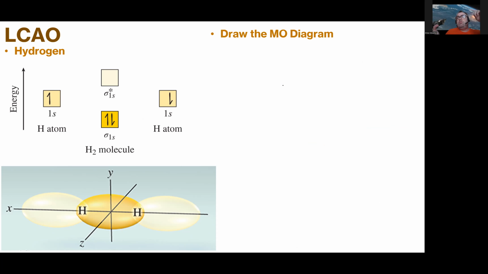So when we draw the molecular orbital diagram for these, we're going to draw it in parallel with this, although we don't have to show the atomic orbital parts of it.